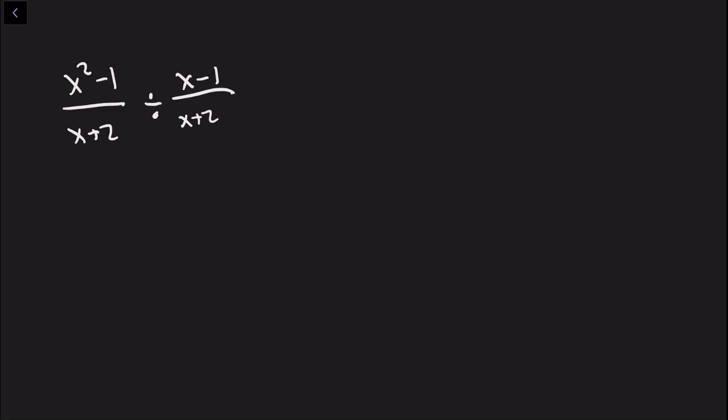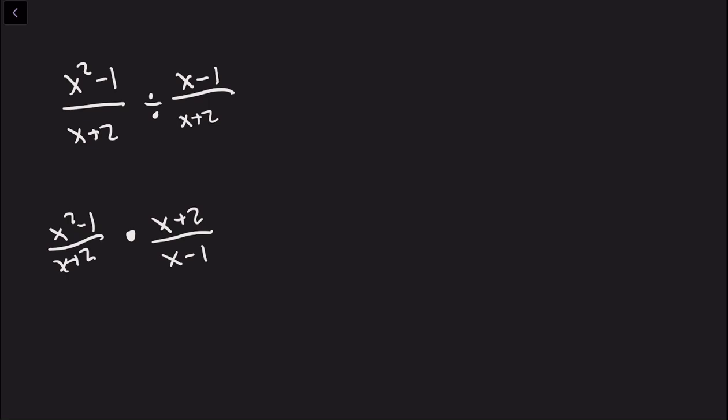So this means we're going to keep the first term just as it is. We could rewrite it here. Switch the division to a multiplication sign, and then flip. That third term we're going to flip and put the numerator on the denominator side, the denominator on the numerator side. So when we flip it, we get x plus 2 on the top, and then x minus 1 on the bottom.